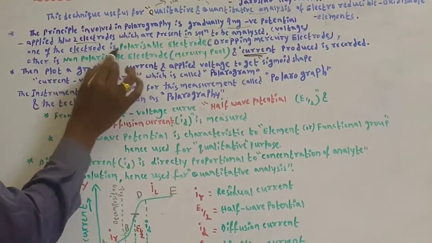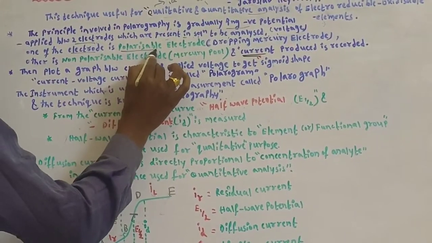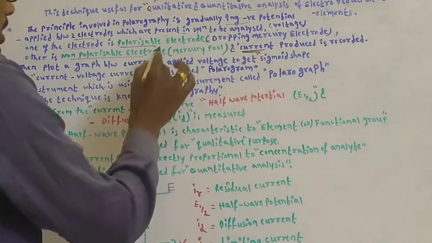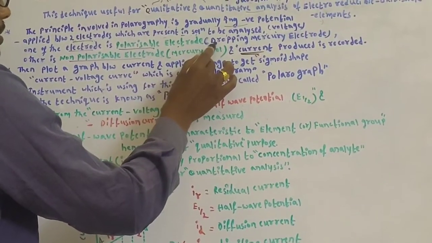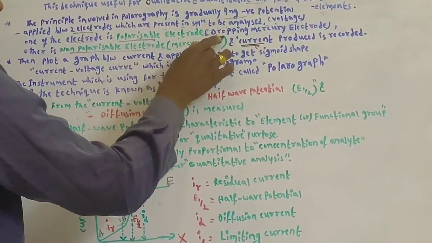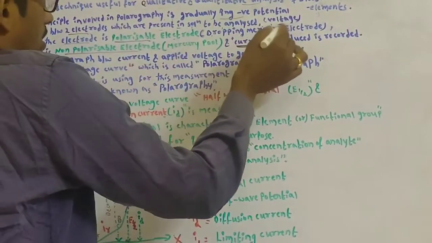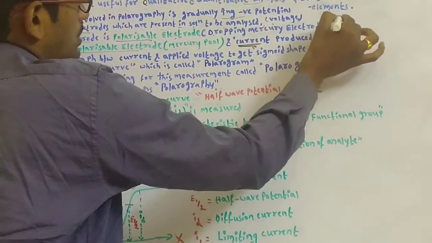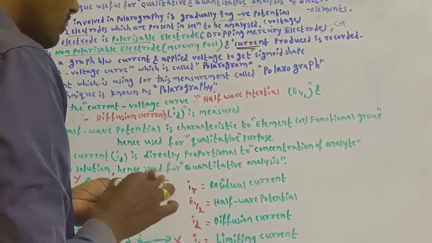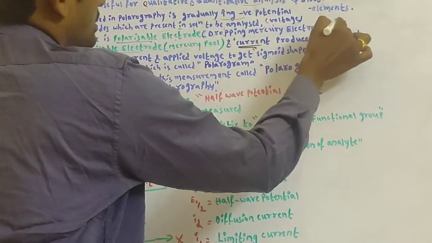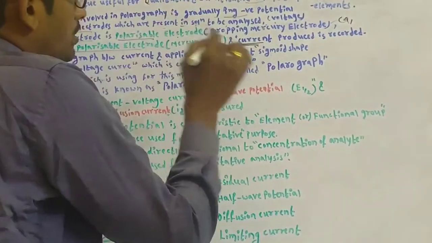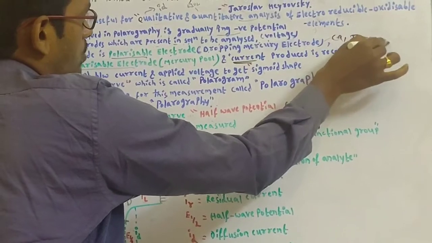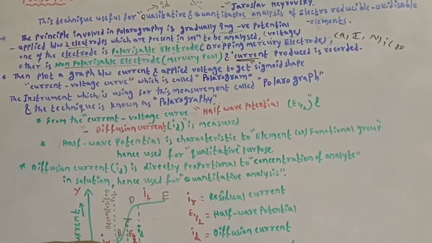One of the electrodes is known as the polarizable electrode. The other electrode is known as the non-polarizable electrode. The polarizable electrode, for example, is the dropping mercury electrode. In polarography, we use the dropping mercury electrode. It acts as a cathode, and the dropping mercury electrode is also known as the indicator electrode or micro electrode.